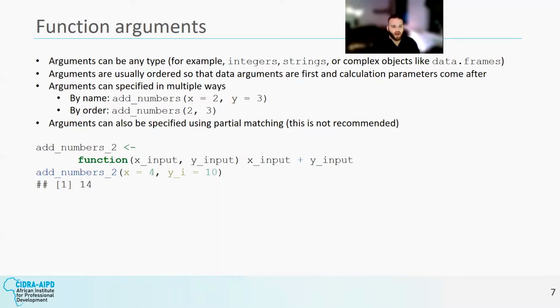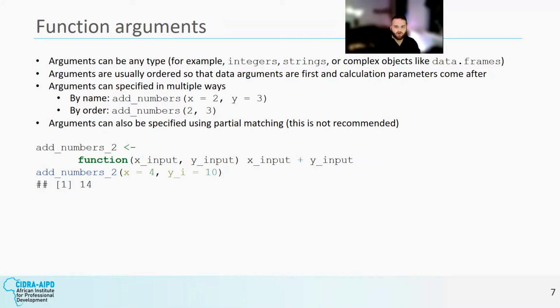When you're defining your function, generally data arguments go first. So in our example, that would be X and Y, and then calculation parameters come after. As I mentioned earlier, parameters change the way things operate. That's just a rule of thumb, but it's good to follow these conventions to make your code clearer to read. We have a few different options for how we can actually specify arguments.